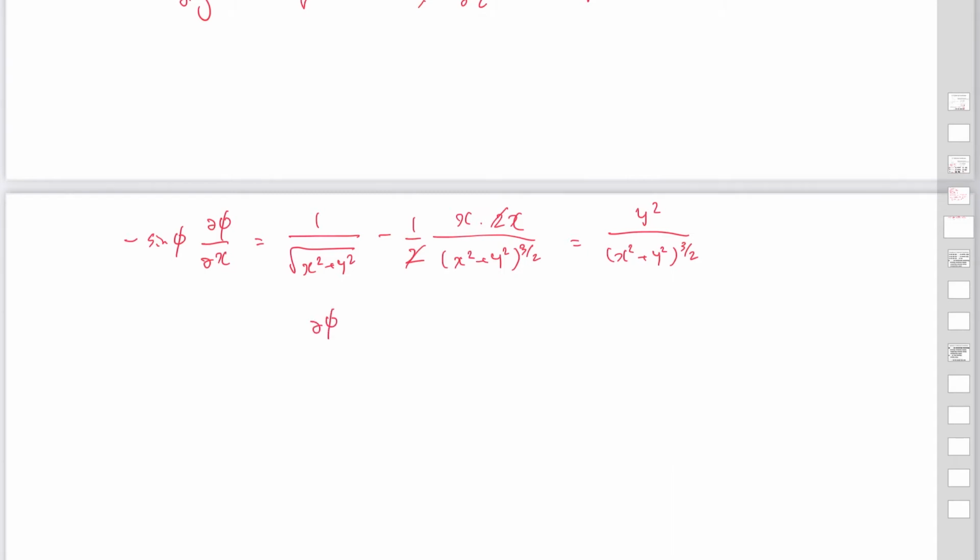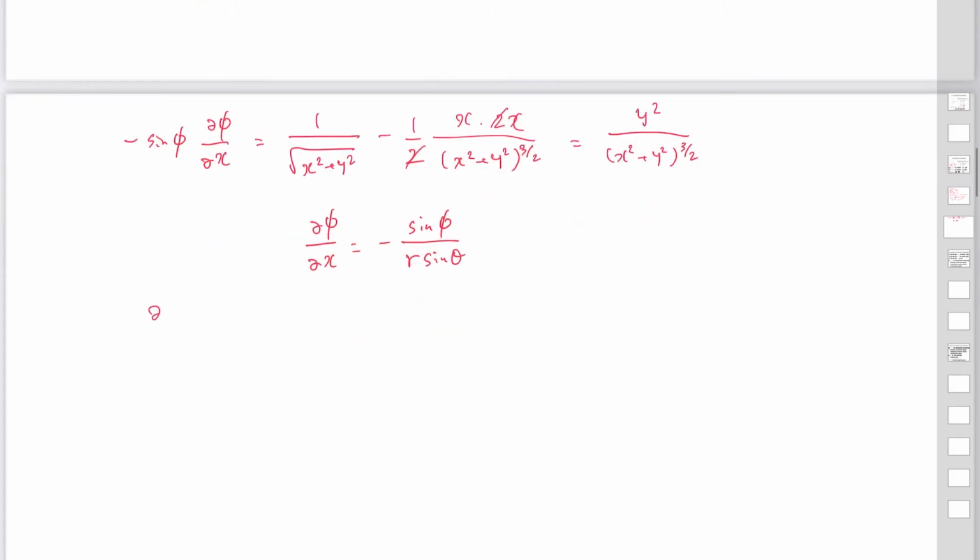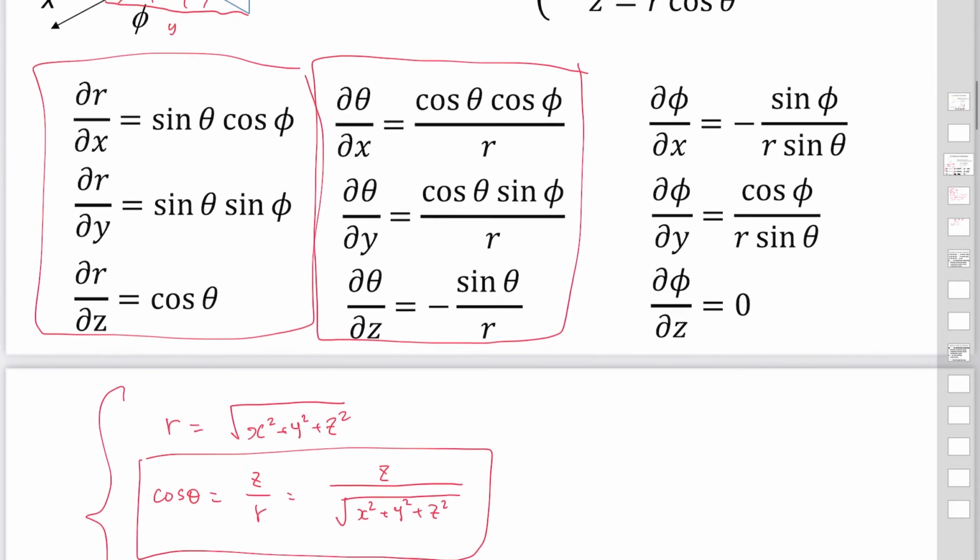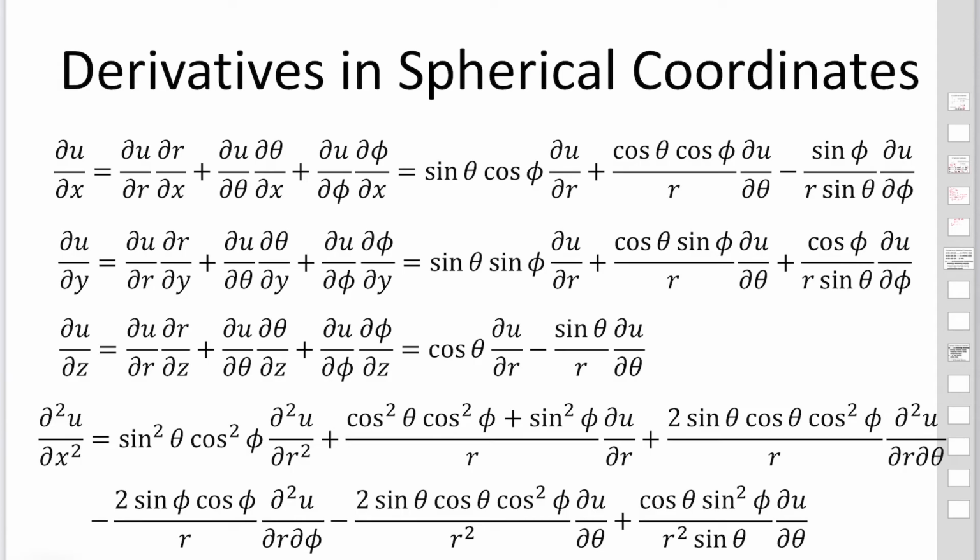Partial phi partial x becomes minus sine phi over r sine theta. With the same type of calculation, partial phi partial y is cosine phi over r sine theta. And partial phi partial z equals 0. Then we could obtain this equation. Then we'd like to find the derivatives in the spherical coordinate.